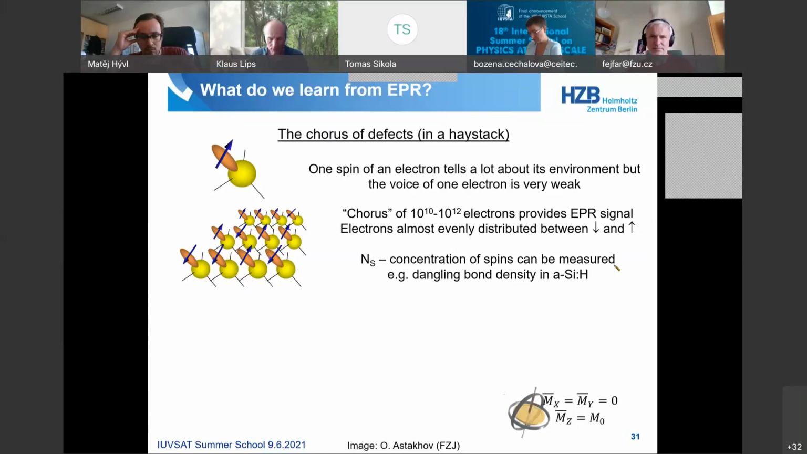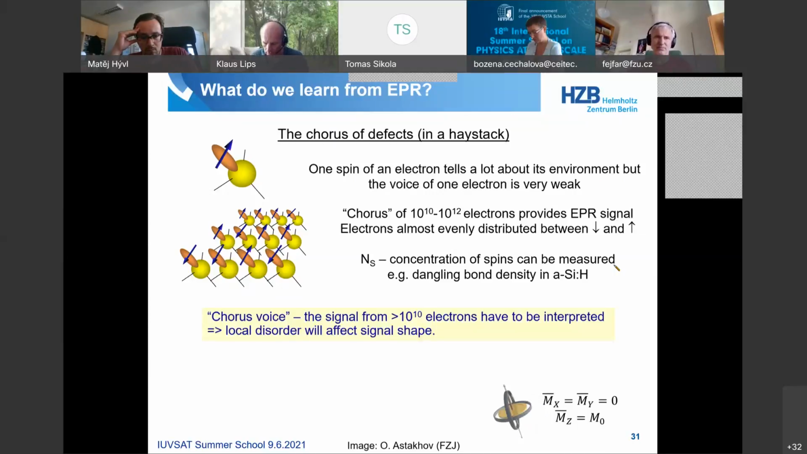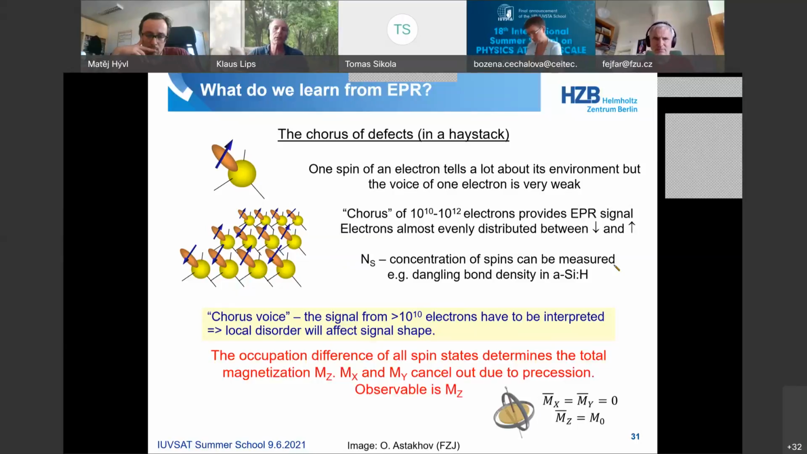And it is that chorus of the 10 to the 10 to 10 to the 12 defects that then give us all the information that we need. And now, of course, the local environment, the local disorder, will change those local absorption features of each individual spin in the system. And that is what makes up the total signal that we measure. Without going into the details, I will now try to explain that in a bit more detail.